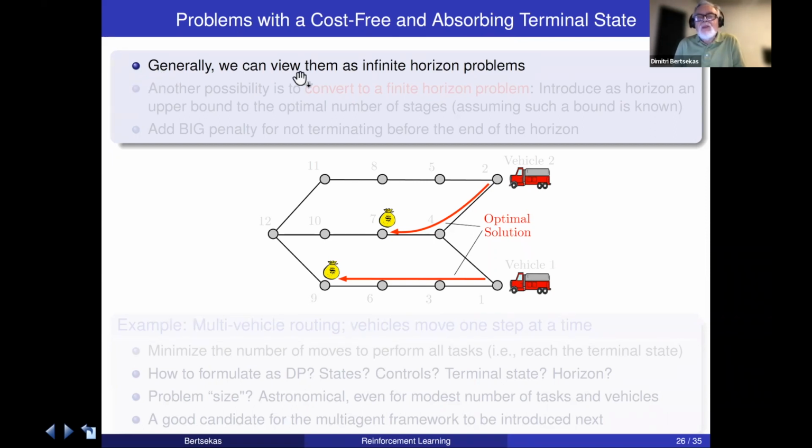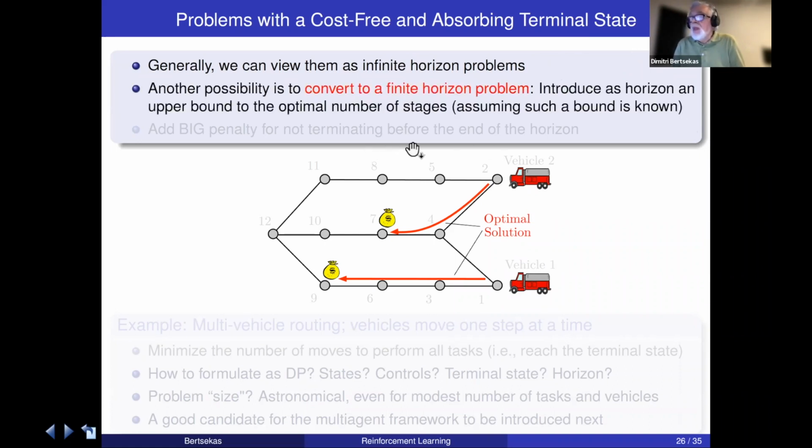Generally speaking, we can view these problems with a terminal state as infinite horizon problems, where once you get to the terminal state, the dynamics of the problem is that you stay there at no cost. Okay? This is always a possibility.